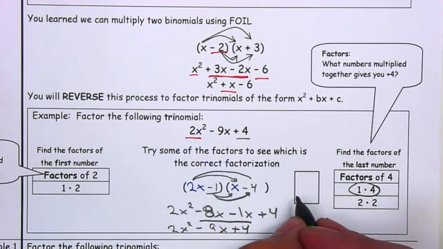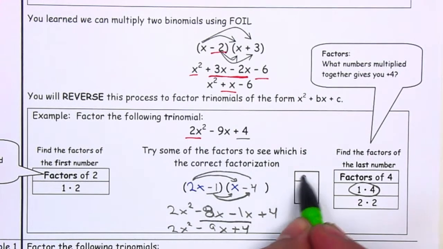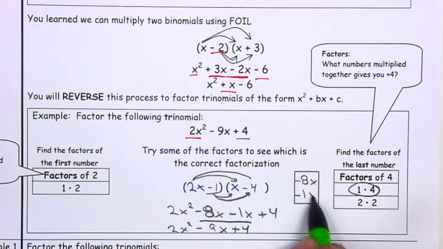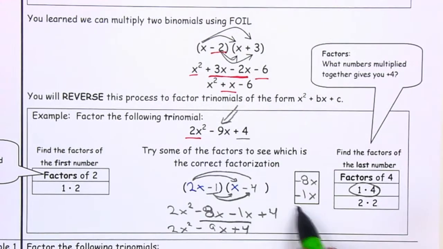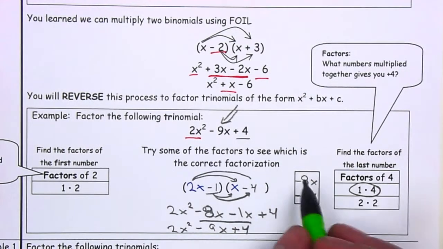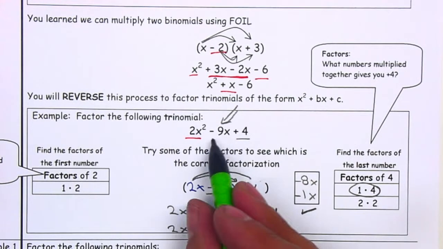Now, instead of going through the whole FOIL, if you just want to multiply the outside terms, 2x times negative 4 will give us negative 8x. Negative 1 times x is negative 1x. If I add those together, does it give me negative 9? Correct. So you don't have to go through the whole FOIL. You can just double check the outside and inside terms to see if that will give you a negative 9.